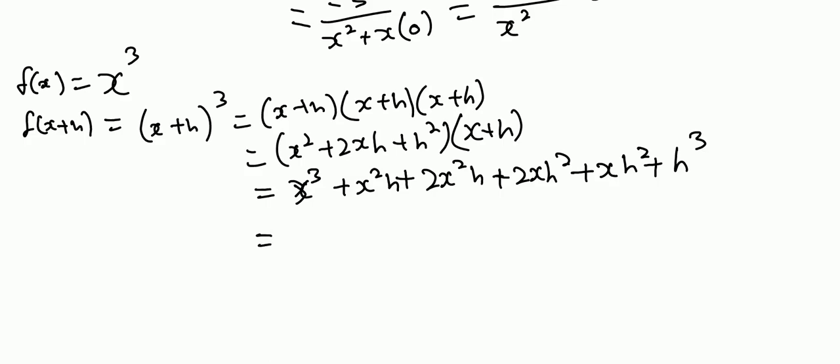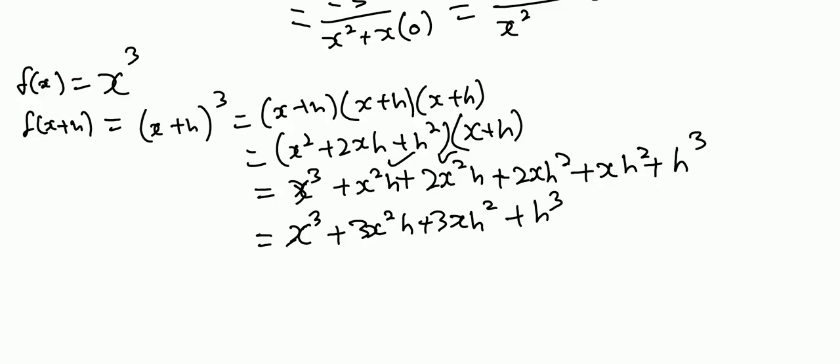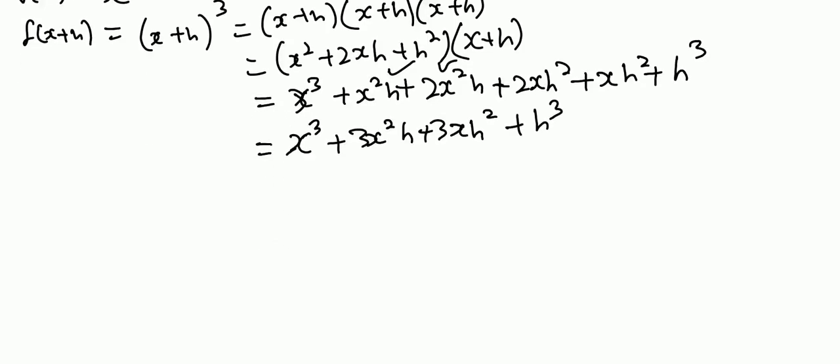Do we have like terms? Yes. We have x cubed, only one x cubed. x squared h plus 2x squared h is plus 3x squared h. Then we are done here. 2xh squared plus xh squared is plus 3xh squared. Then plus h cubed. This is our f of x plus h.